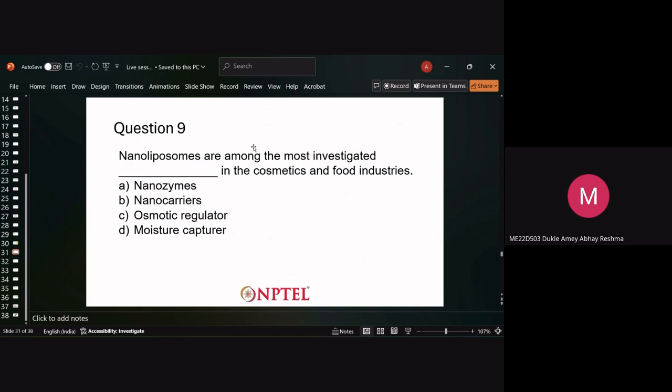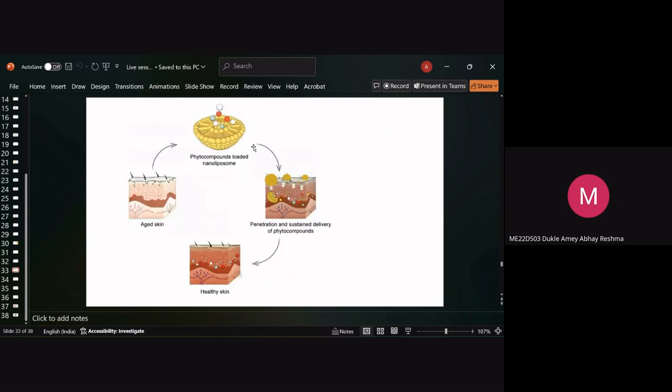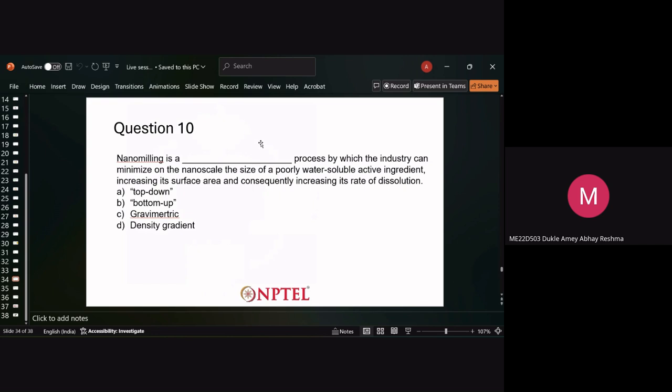Coming to question number 9, nanoliposomes are among the most investigated dash in the cosmetic and food industry. Nanoenzymes, nanocarriers, osmotic regulators, moisture capturers. So the answer is nanocarriers. This is how they work. Nanoliposomes are loaded with the active materials, and then they penetrate inside the skin, and there is a release of the drug inside the skin tissue.